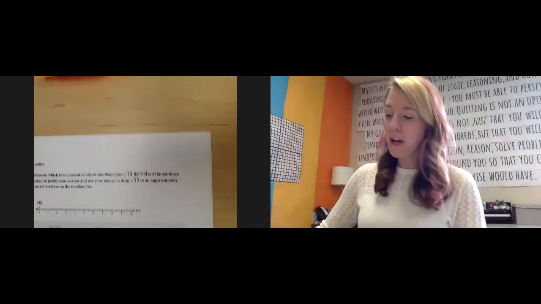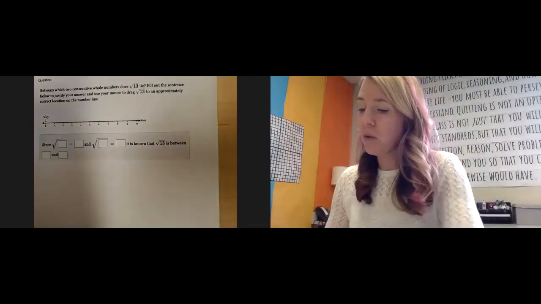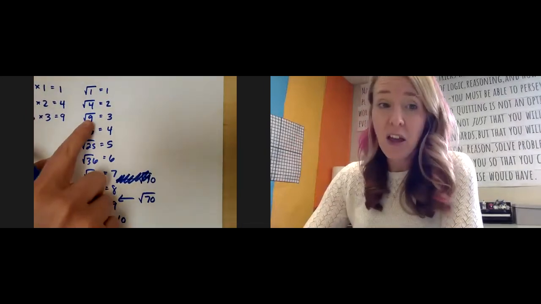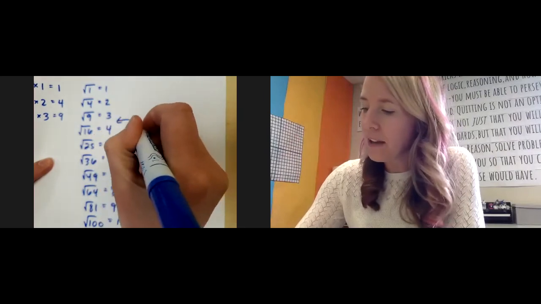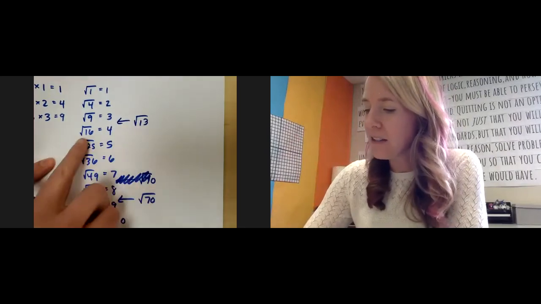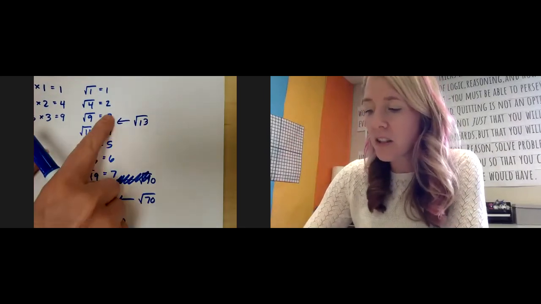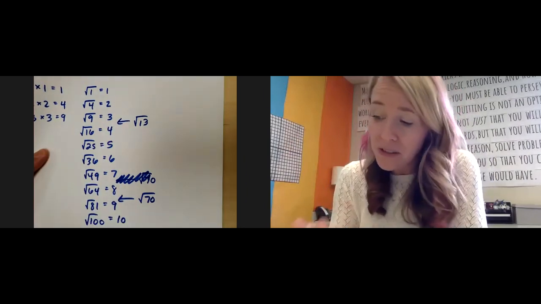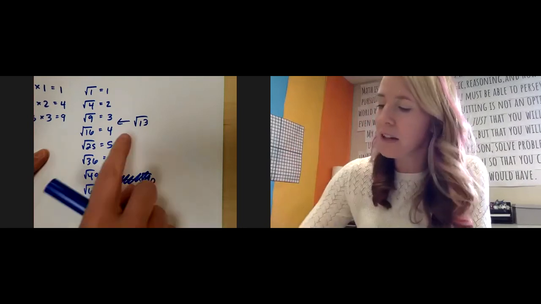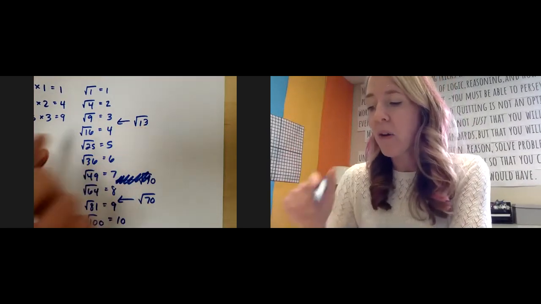So on this next one, we're looking for the square root of 13. Well, I'm going to go back to my handy dandy list. 13 is between 9 and 16. So I know that the square root of 13 is between there, and it's a little closer to the 16. So it's going to be a little closer to 4 than 3. So maybe 3.6, 3.7, something along those lines. And that's how I approximate it.